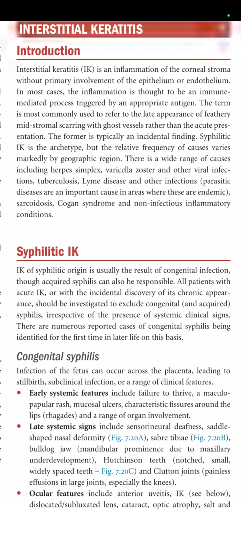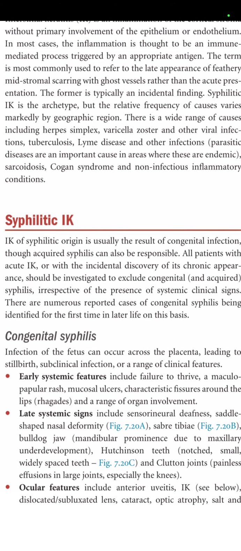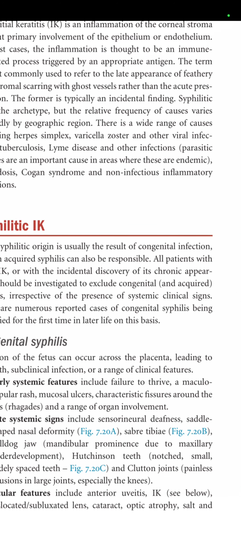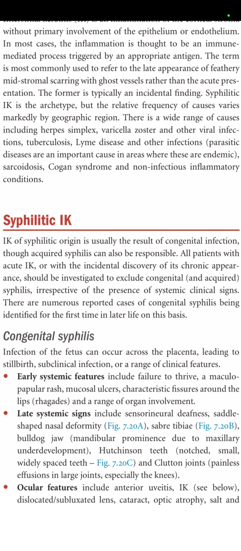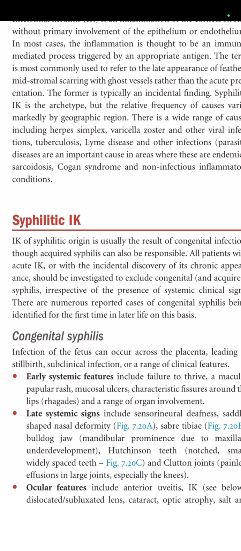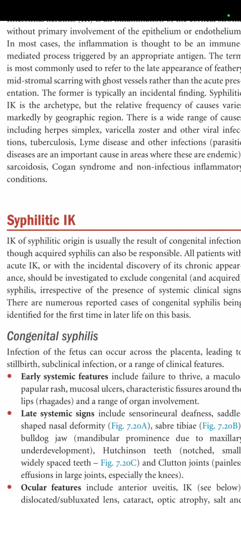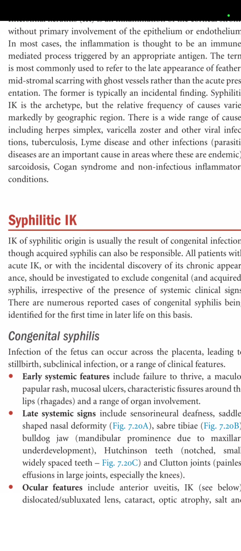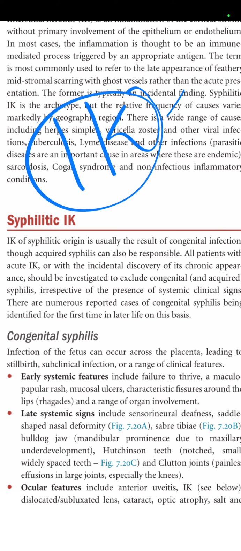So let's start with syphilitic interstitial keratitis. Interstitial keratitis of syphilitic origin is usually the result of congenital infection, though acquired syphilis can also be responsible. All patients with acute interstitial keratitis, or with incidental discovery of its chronic appearance, should be investigated to exclude congenital and acquired syphilis, irrespective of the presence of a systemic clinical sign. There are numerous reported cases of congenital syphilis being identified for the first time in later life on this basis. So basically, the most important cause of interstitial keratitis is syphilis.